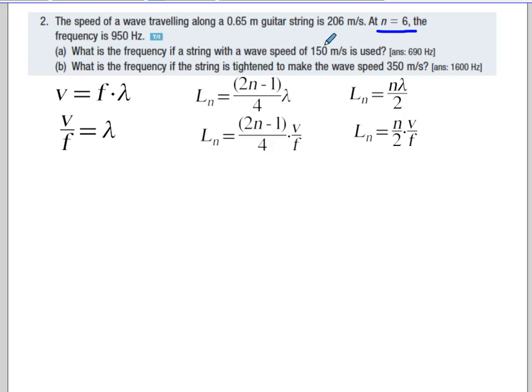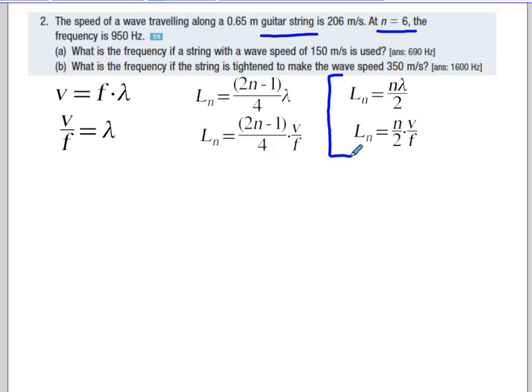Okay, so remember back a lesson or two we talked about how wave speed of a guitar string was related to the linear density and the tension in the string. So those are ways you can change the speed of a wave in a guitar string. So let's go after number one here. Okay, so what is the frequency if a string with a wave speed of 150? So now the other part I did mention is guitar string means we're automatically into fixed. Okay, that's an assumption that you'll need to know.